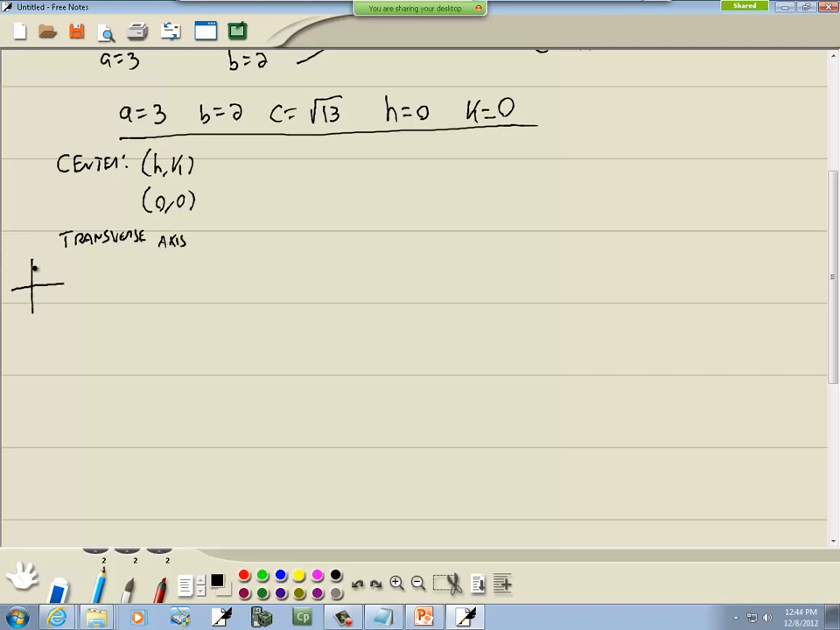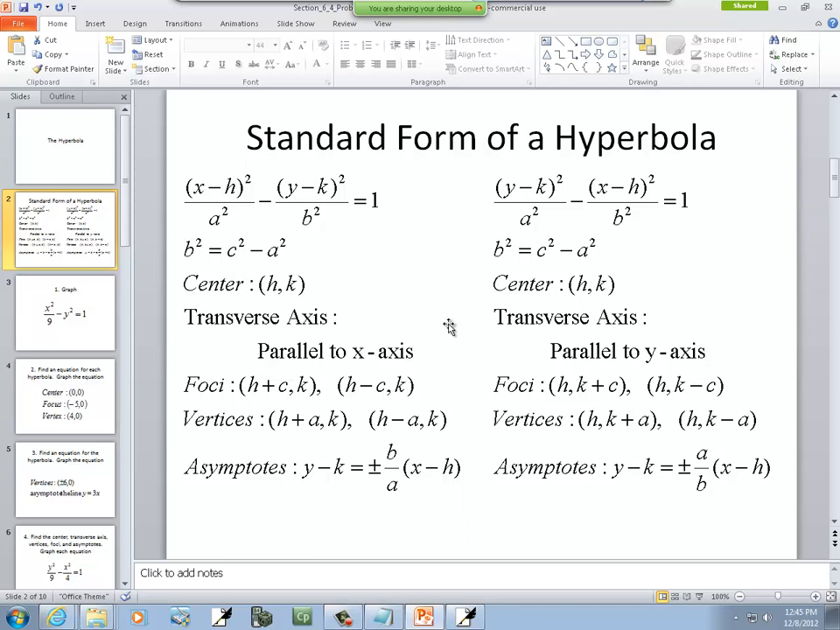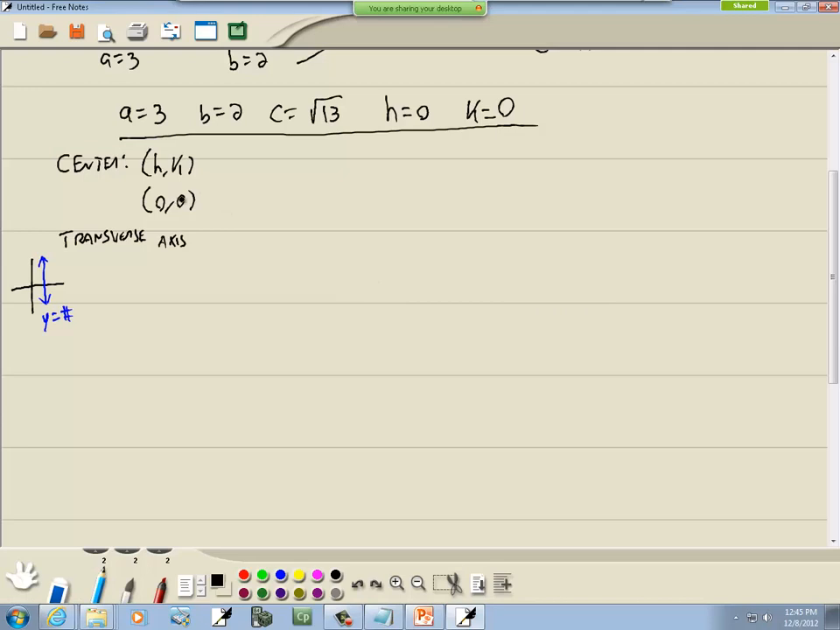Well, what does that mean? Not for this one, because this one passes through the origin, but parallel to the y-axis means it's up and down like this, which is usually of the form y is equal to a number. Usually. It always is of that form. And the transverse axis is always going to pass through your center. So our transverse axis is going to be y equals whatever the y part of your center is, which is, in this case, 0. So that's our transverse axis. And right away I know, because of the way it's going like that, my graph's going to look like that. So that's very useful.